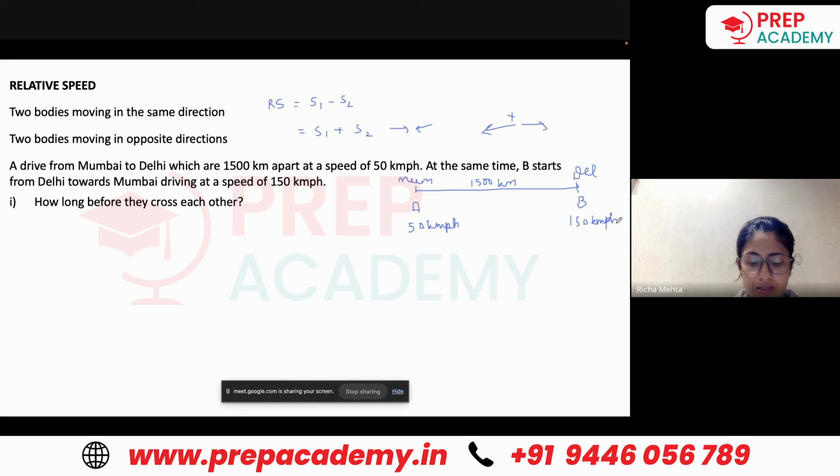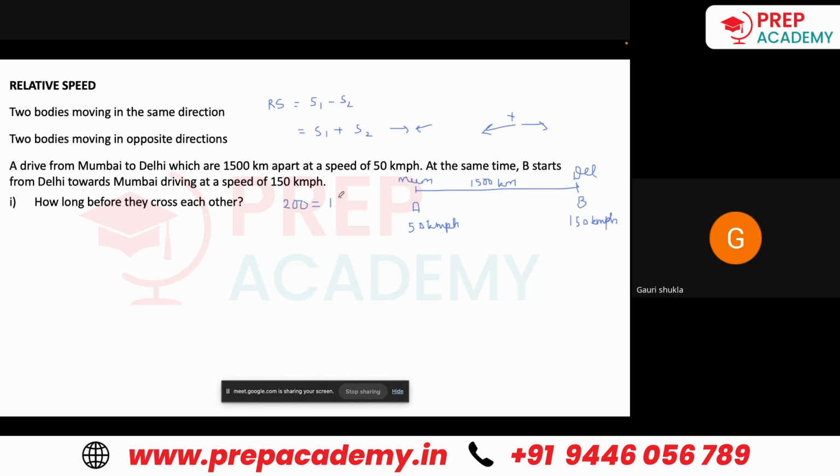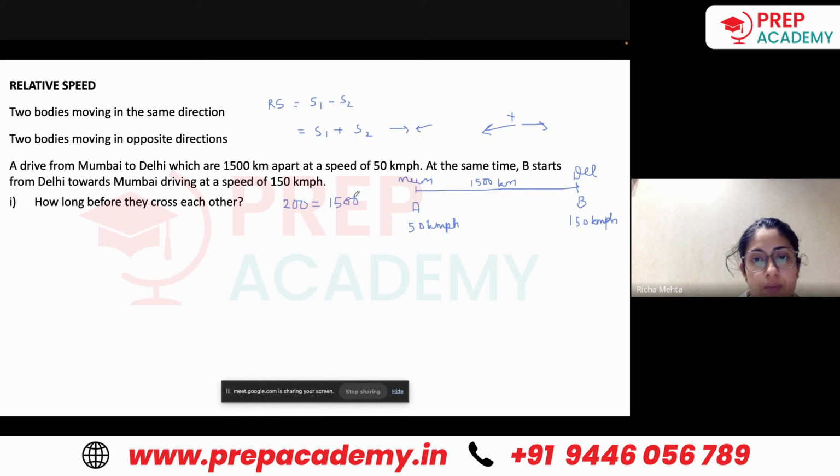When will they meet? So what will be the relative speed between them? 200. And what is the relative distance to be covered by them? Your relative speed is 200. The distance to be covered by both of them is 1500, upon time taken. So what will be the time taken for them to meet? 7.5 hours would be correct. Are we all getting this? I'm a little scared why you couldn't answer this question.